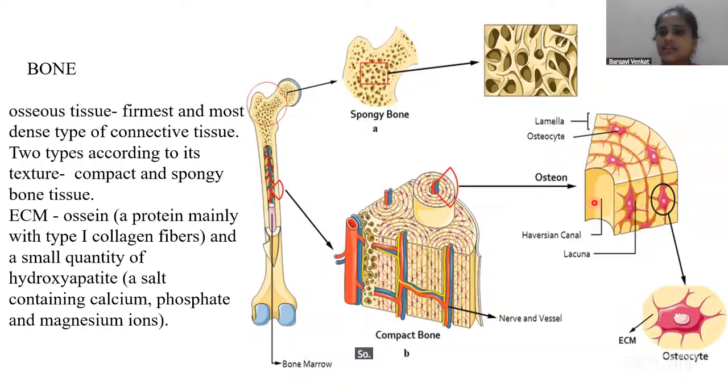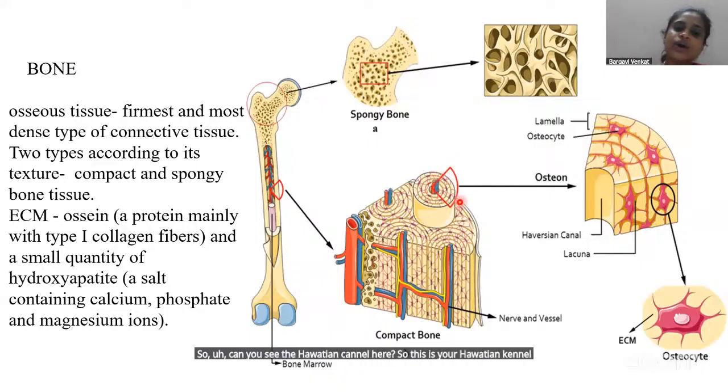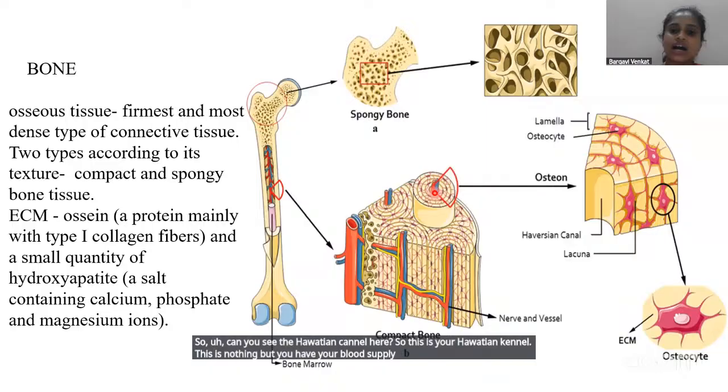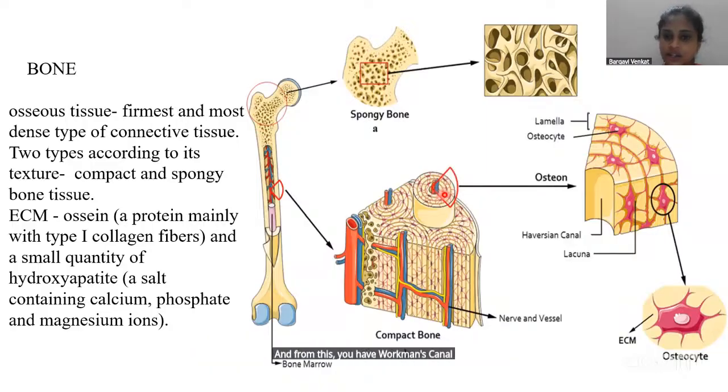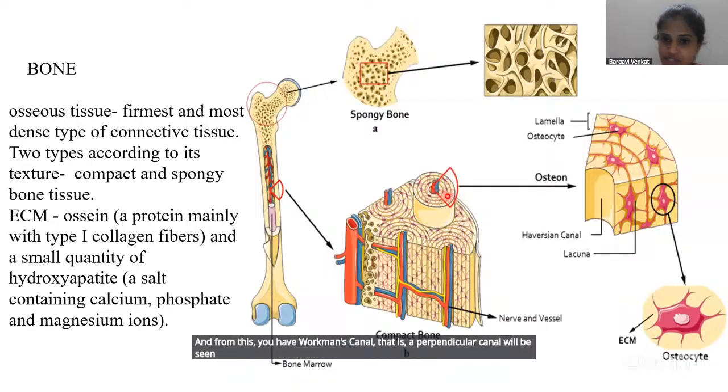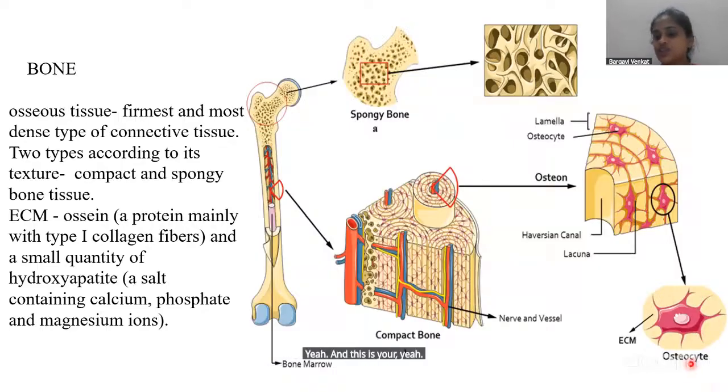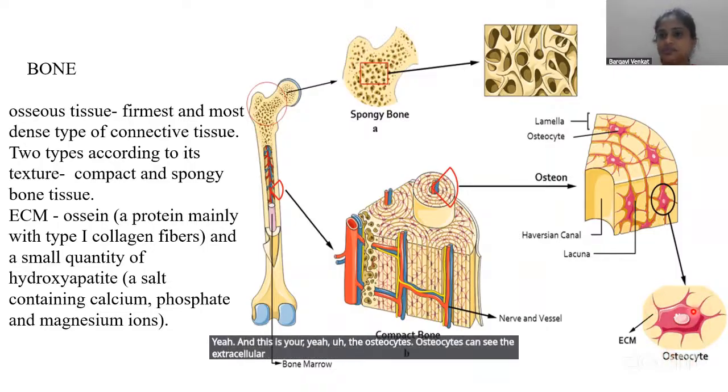Can you see the Haversian canal here? This is your Haversian canal. This is where you have the blood supply and nerve supply of the bone. From this Haversian canal you have Volkmann's canal, a perpendicular canal. This Volkmann's canal is for the passage of nutrition. Nutrition for this bone is supplied through Volkmann's canal, which will be seen somewhere here. And these are your osteocytes. You can see the extracellular matrix here.